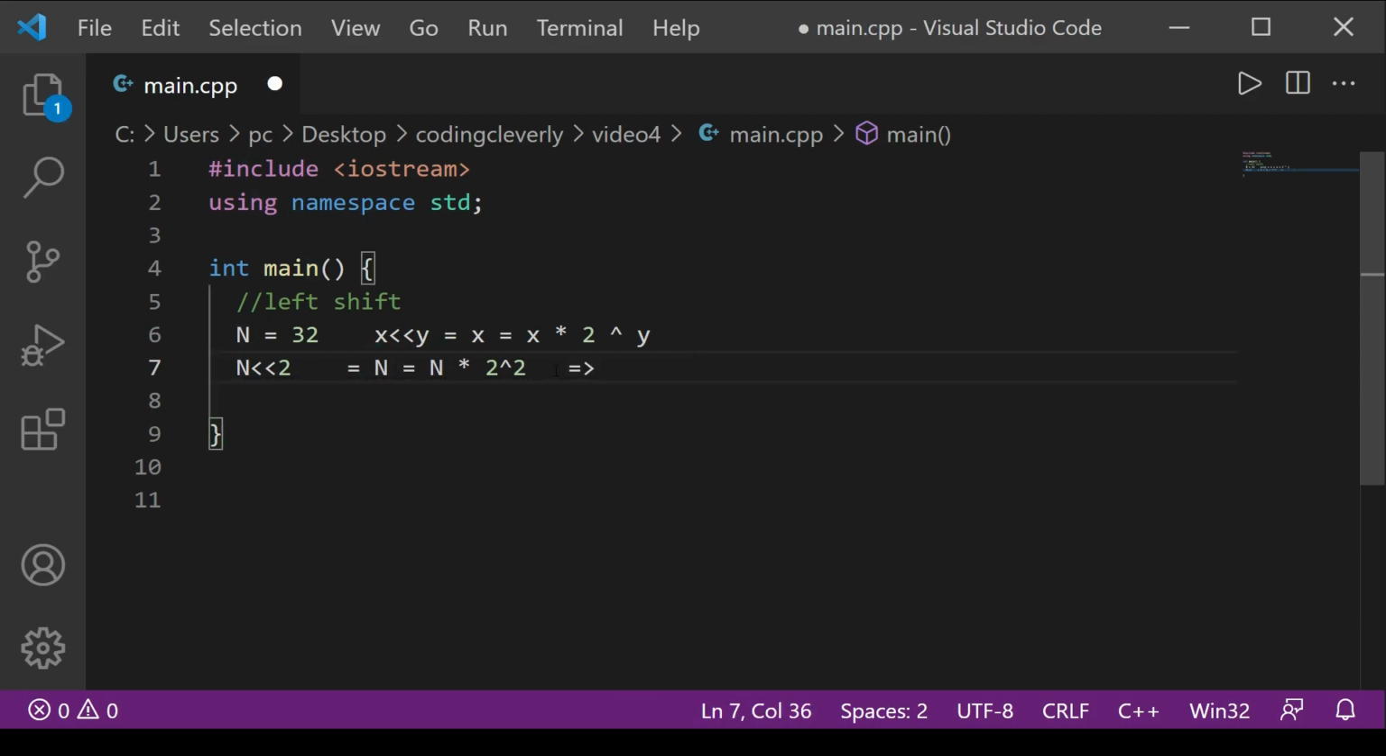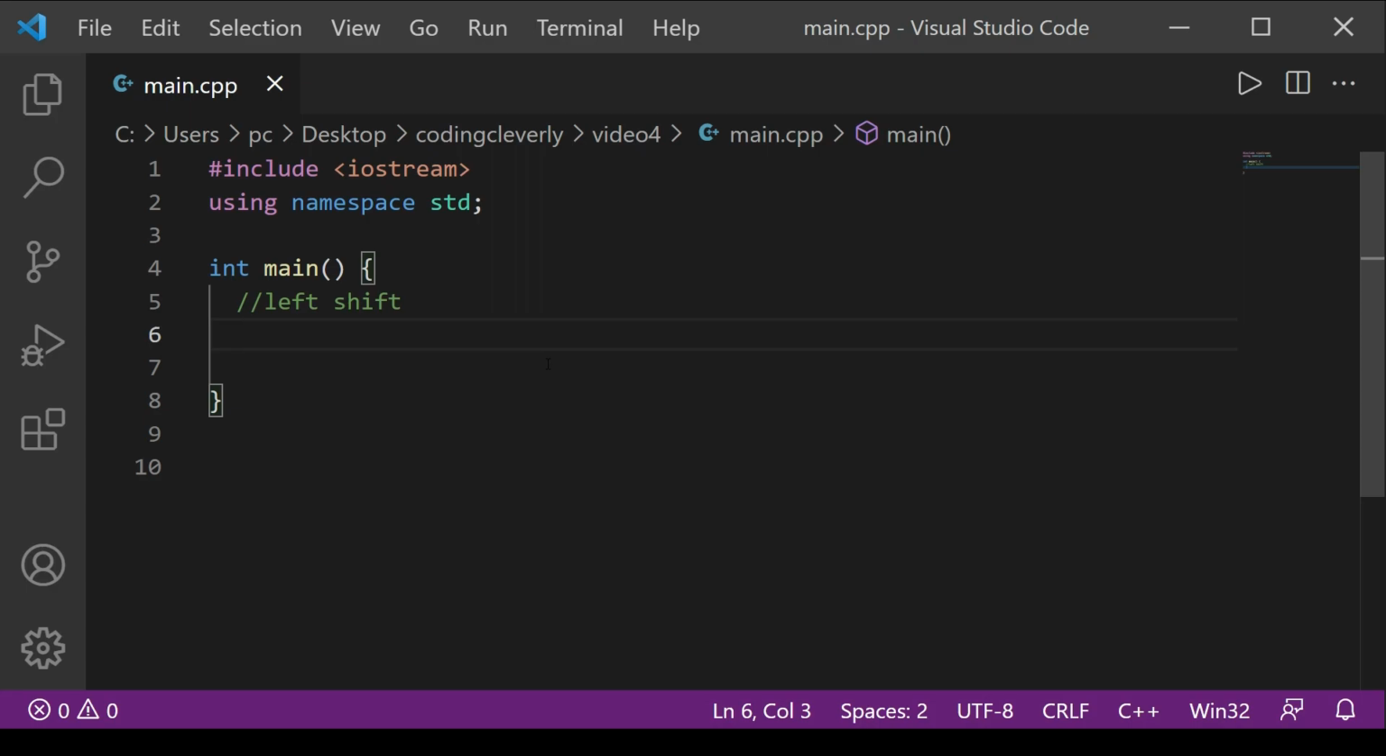So x is over here, n was here, and this is our new value for n, implementing this. So n was 32, we put 32 inside, asterisk, and then we have 2 to the power of 2. 2 to the power of 2 is 4, so 32 multiplied by 4 will equal 128, so we could have 128 over here. So this is our new value for n.